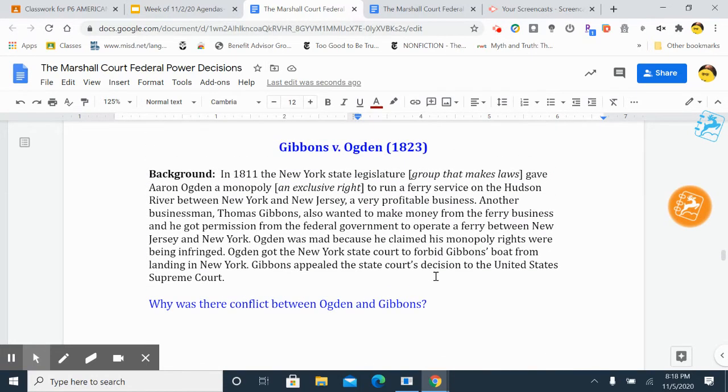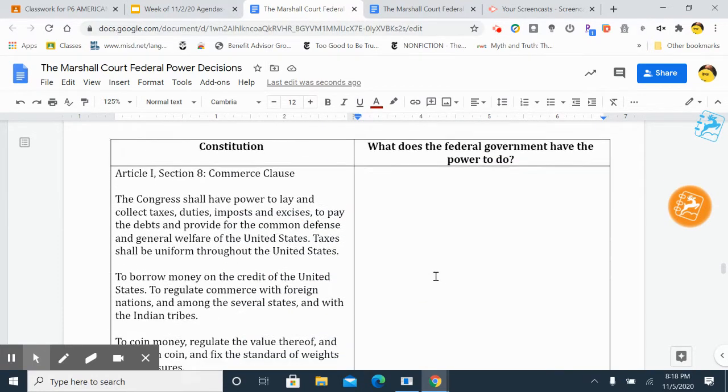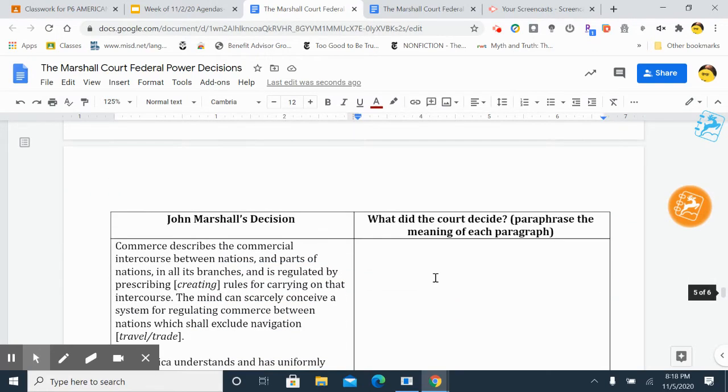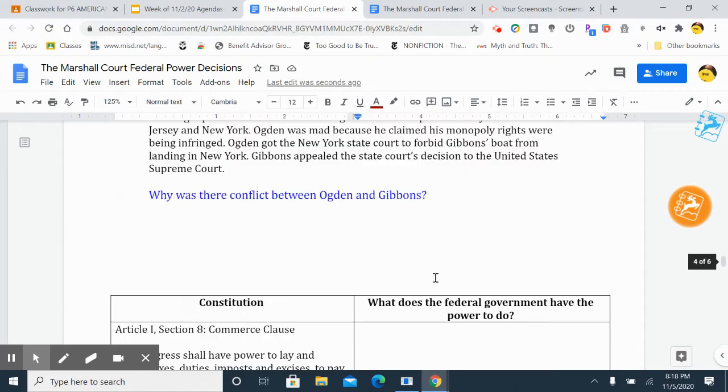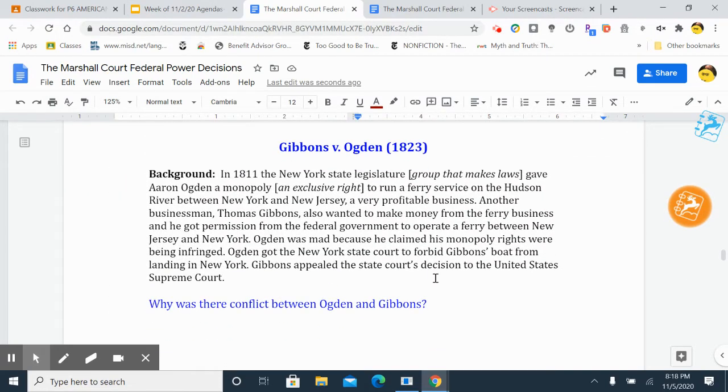The other case that I want you to consider is there's a series of provisions here for John Marshall's decision in Gibbons v. Ogden. So the conflict of Gibbons v. Ogden is this guy wanted to make money from the ferry business and got permission from the federal government to operate a ferry between New Jersey and New York. Now realize this is interstate waters. Ogden was mad because he claimed his monopoly rights were being infringed.